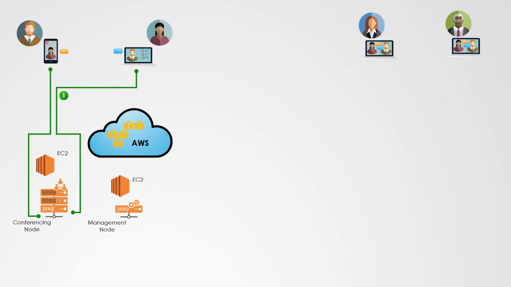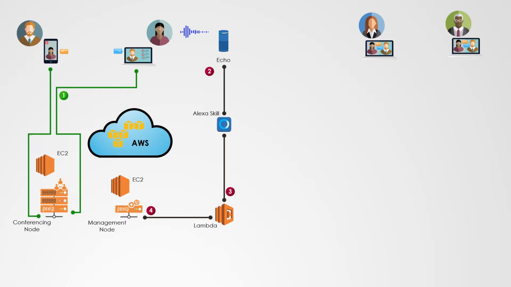Sorry for that. So we will have users connected to the video conference hosted on a Pexip Infinity conferencing node on AWS Cloud. The user will use voice commands to stream the meeting. Those commands will get the Amazon Echo to trigger an Alexa skill, which will interact with a Lambda function. That Lambda function is going to launch APIs to the Pexip management node.